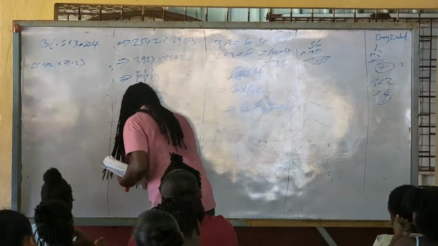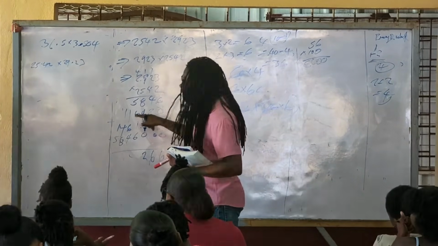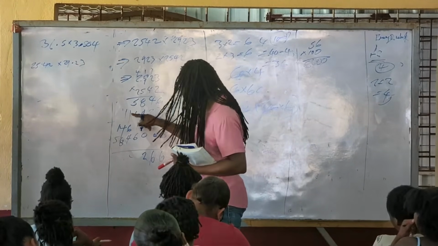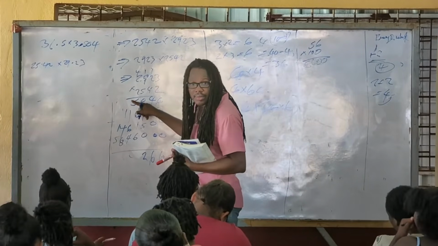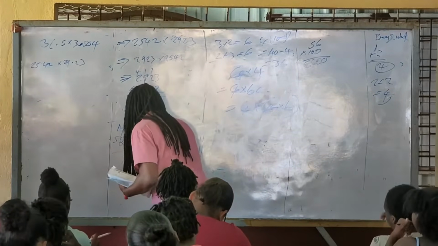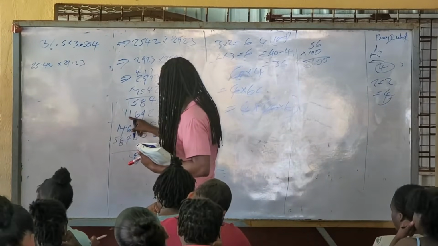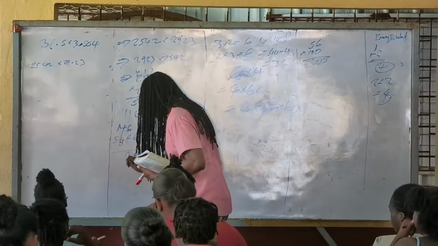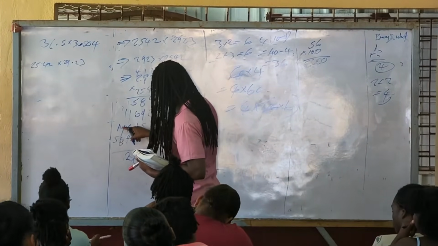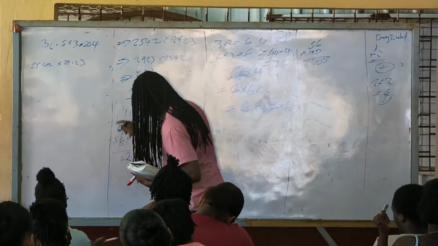6 and 1 and 6, 13. 6 and 1, 7 and 3, 10 and 3, 13 and 5. 13 and 2, 15 and 3, 18. Carry 1. 6 and 4, 10 and 1, 11 and 1, 12. Carry 1. 8 and 4, 12, 13, 14. Carry 1. 5 and 1, 6 and 1, 7.